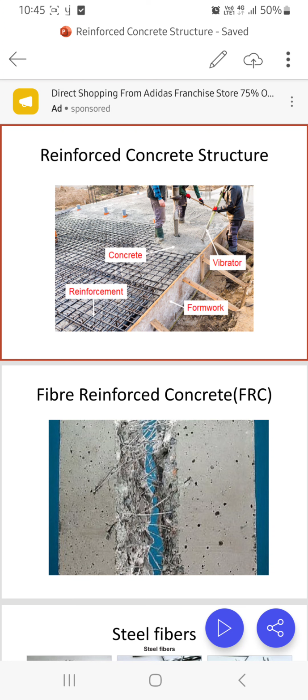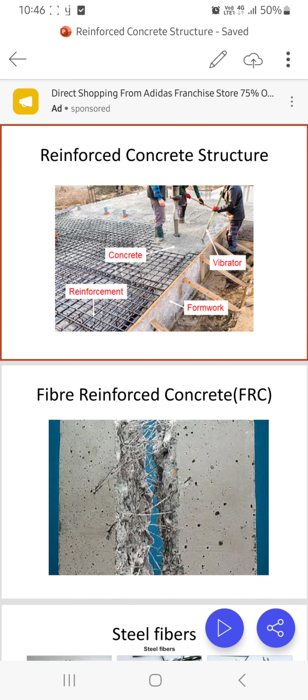So, composite structures means two or more structures are combined together to form one composite structure. In that, the first one is the reinforced concrete structure. In this reinforced concrete structure, we can call it RCC. Okay, that means reinforced concrete structures. Now, we'll see the first slide of the reinforced concrete structure.